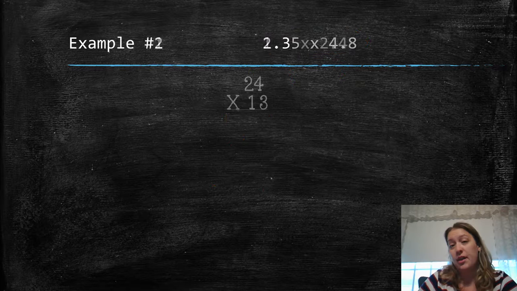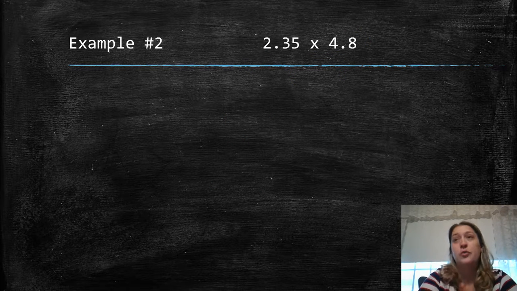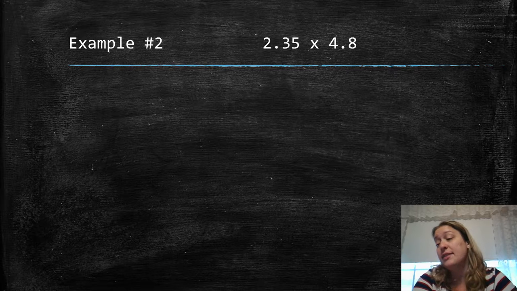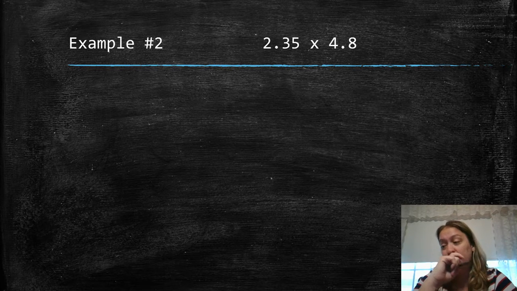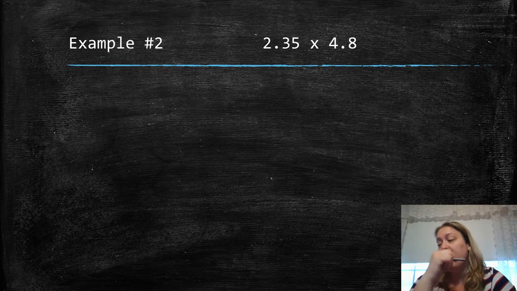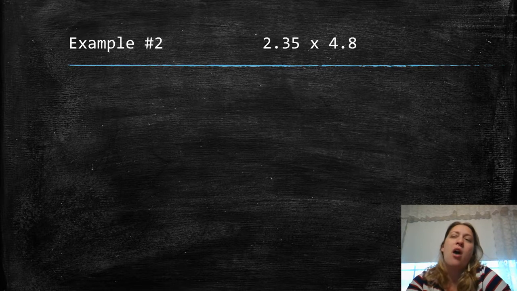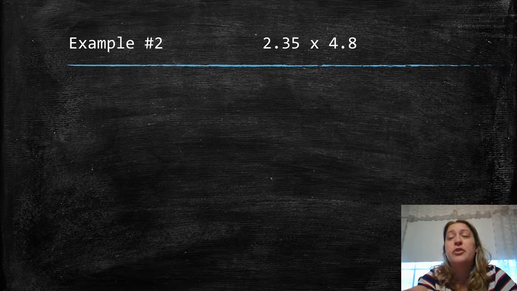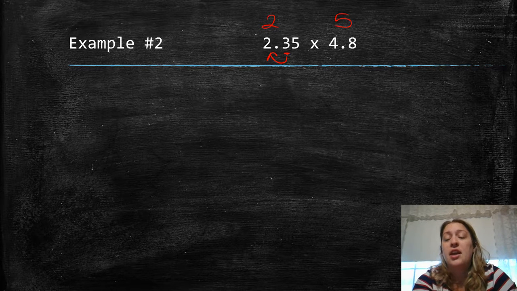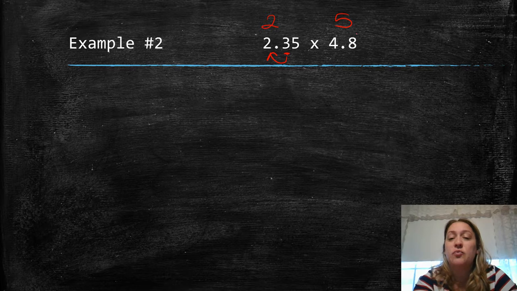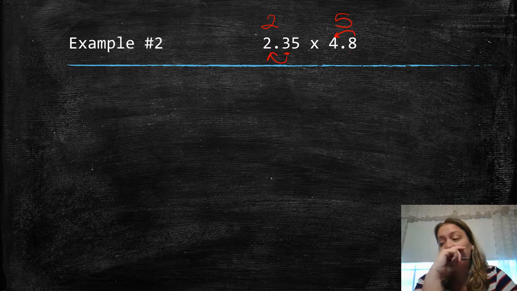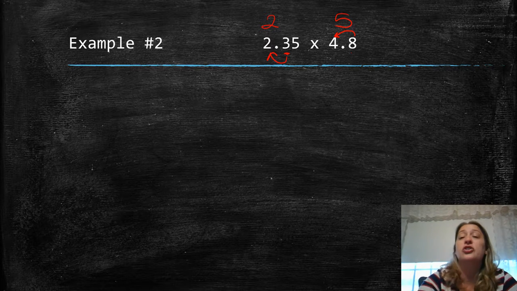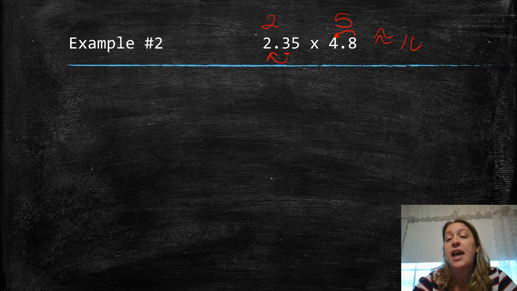Let's try another one. So this time we have 2 and 3/500ths times 4 and 8/10. The first thing we think about when multiplying decimals is, what is the approximate value of each of these? What is it approximately going to be? So our 2 and 3/500ths is closest to 2, because remember, this number here is going to tell us if this number is going to go up or stay the same. This number is roughly 5 because this number here is greater than 5, so this means it's going to go up. So roughly, our answer should be around 10.